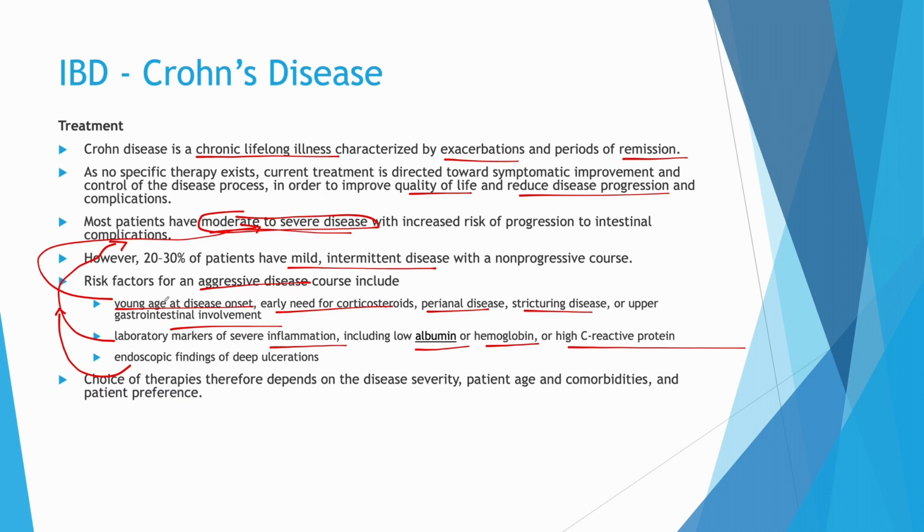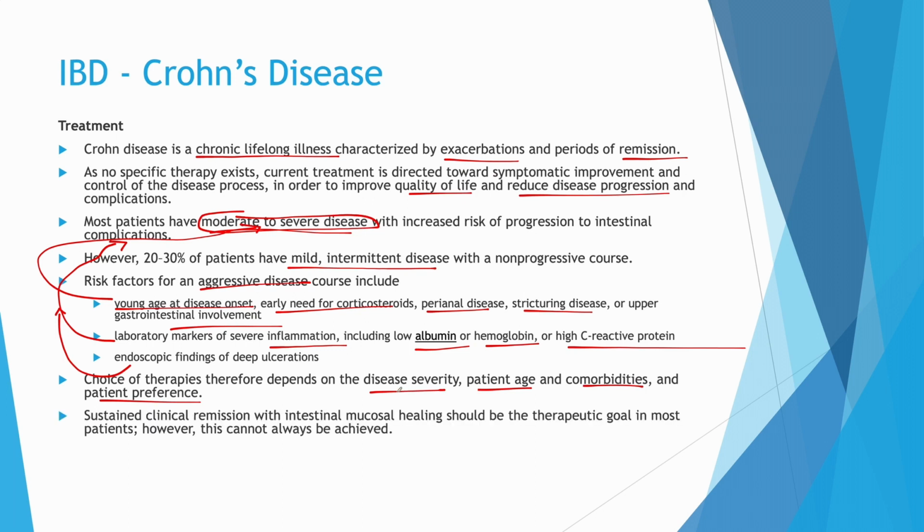So if we're talking about moderate to severe versus mild to intermittent, the choice of therapy really depends on the disease severity, the patient age, comorbidities, and the patient preference, because there are several different methods for treatment, and there's no one size fits all. We want to have sustained clinical remission and have mucosal healing. That is our goal, right? It's not always achieved. Some patients just cannot find remission. They have this waxing and waning, exacerbations and remissions.